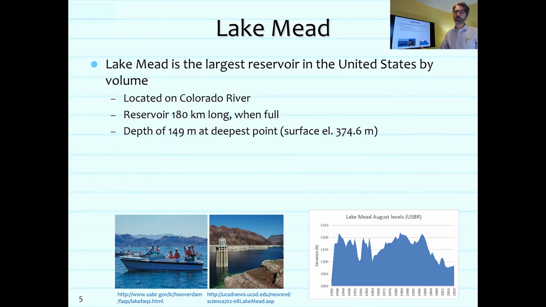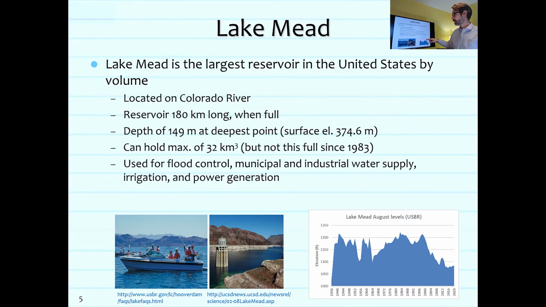Now we need to know a little bit more about Lake Mead itself. Lake Mead is the largest reservoir in the United States by volume. As you know, it's located on the Colorado River. It has a reservoir that's 180 kilometers long. It is fairly narrow, but it is 180 kilometers long when it's full, and its maximum depth is about 149 meters at the deepest point. Note that it can hold a maximum of 32 cubic kilometers. It hasn't, however, been that full since 1983, so going on 40 years.